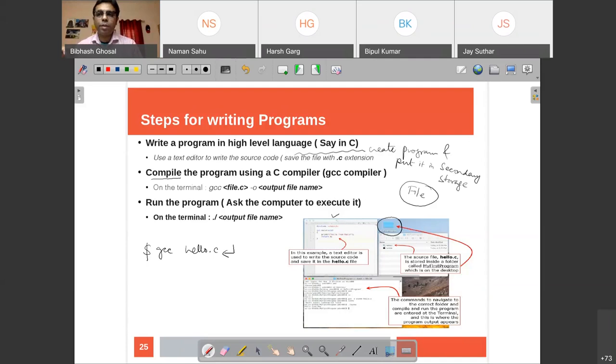Terminal is another program which is running on top of the OS. So you are making use of a program called terminal to use some functions provided to you by the operating system. One of them is the compiler program. And you are using the compiler program to compile this particular file, convert it into a form that is understood by the CPU. And what happens is a file called a.out gets created. Then we run this by typing in the command ./a.out. And this command tells the computer to execute. So these are the steps for writing a program.